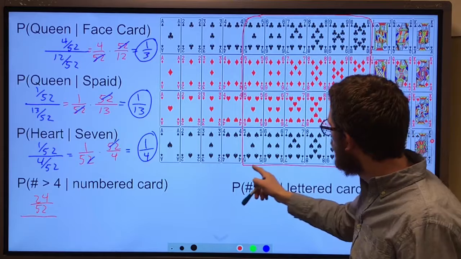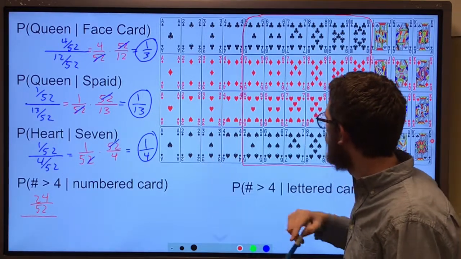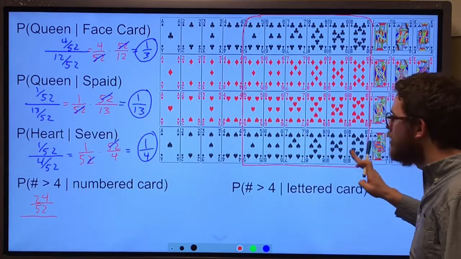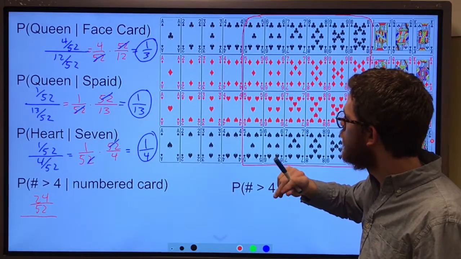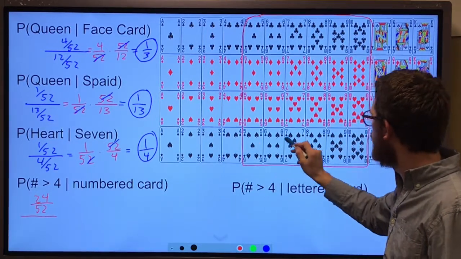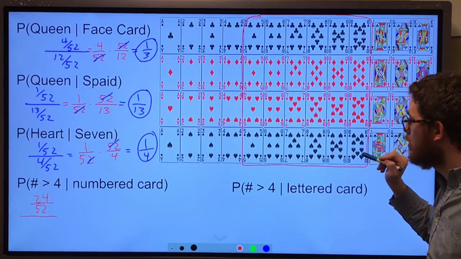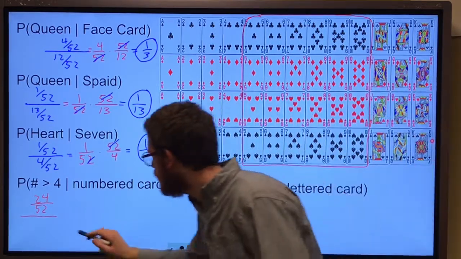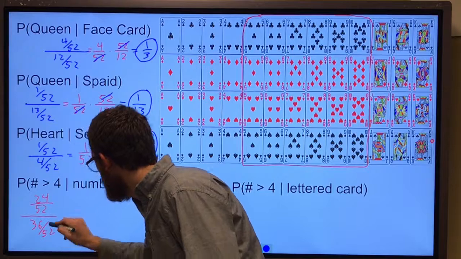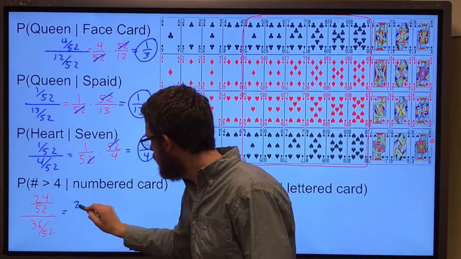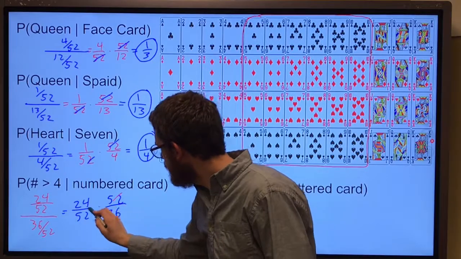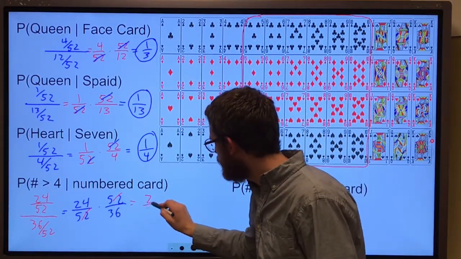There's 36 numbered cards. Ace isn't a numbered card. 2 through 10. 1, 2, 3, 4, 5, 6, 7, 8, 9. Should be 36. Yeah, 36. Okay, once again we keep change flip. 24 over 52 times 52 over 36. That's 24 over 36, which comes out to be 2/3.